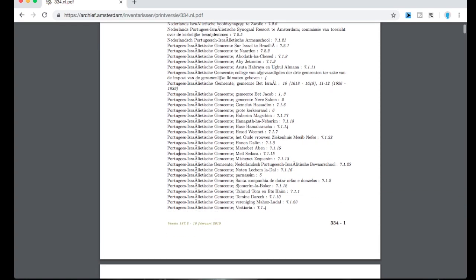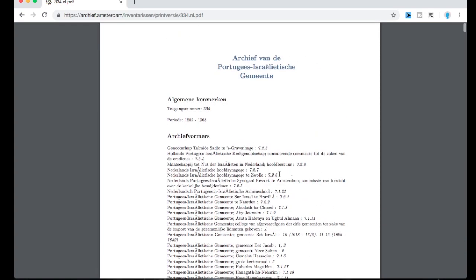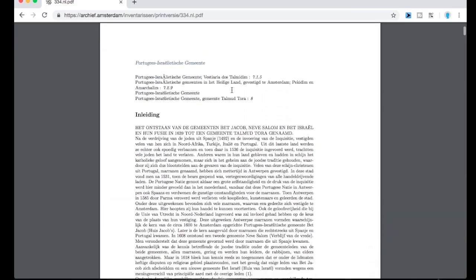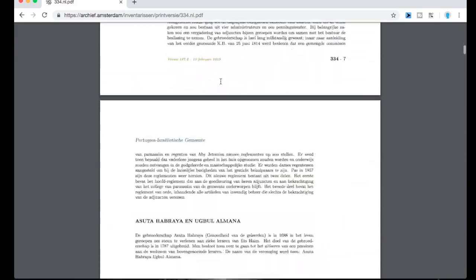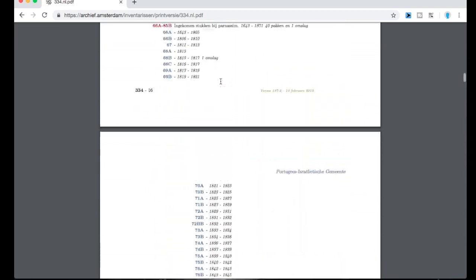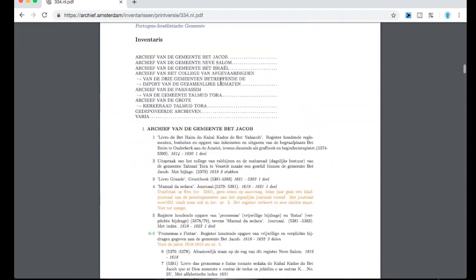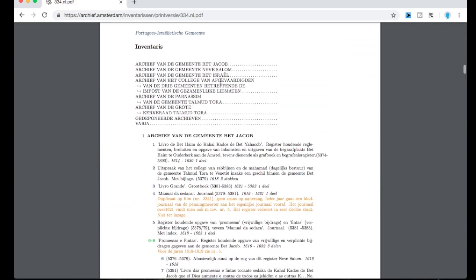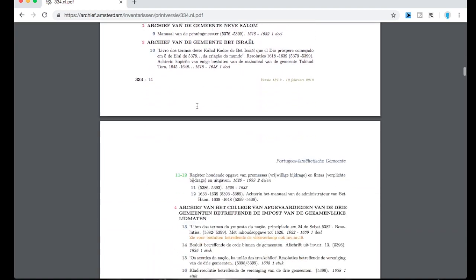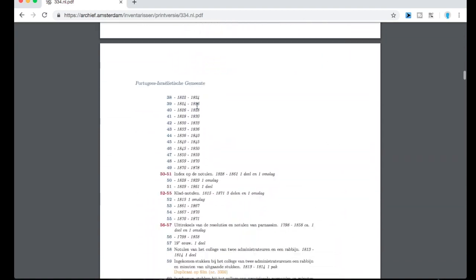So these are all of the catalogs within the 334 catalog. So we see 334, and then here we have all of the other parts of that catalog. We have the inleiding, which is giving all of that information. And then down here at the bottom, I'm going to have to scroll up, this is the actual inventory, and this is the name of each catalog that they have. And so this is everything within the catalog.